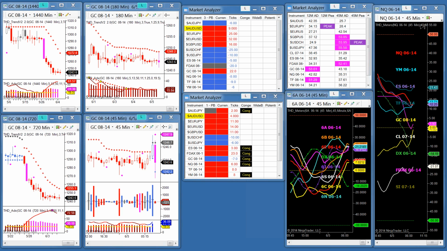Okay? We also have these little magenta dots, and they actually identify which bars are actual reversal bars. So for example, here is a reversal bar. It began here, and then this closed below the low, and that made it a reversal bar.